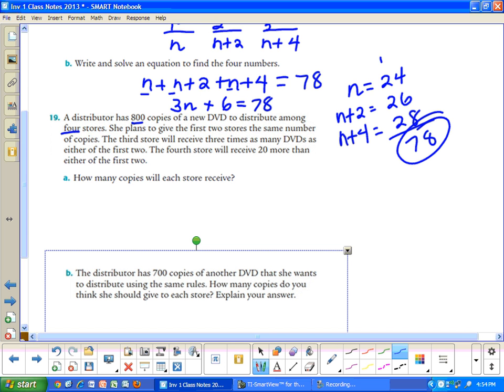The third store will receive 3 times as many as either of the first 2. And the fourth store will receive 20 more than either of the first 2. How many will each store receive? So let's just break this up here. We have 4 stores in the story here.